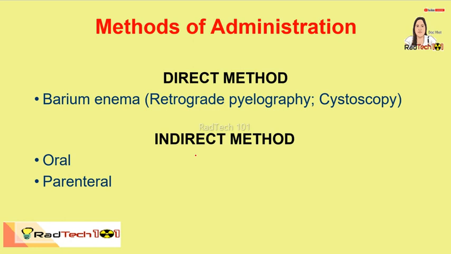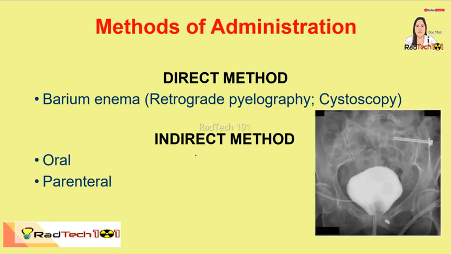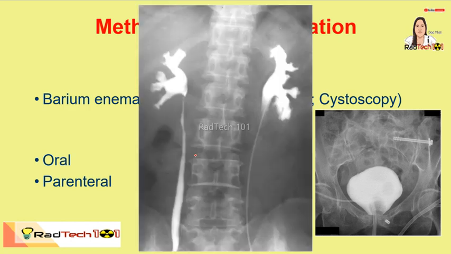So when we say parenteral, it can be intradermal, intravenous, and so on, for the appearance of the barium in our structures. So we have here the kidneys, the ureters here, and then we also have this urinary bladder.